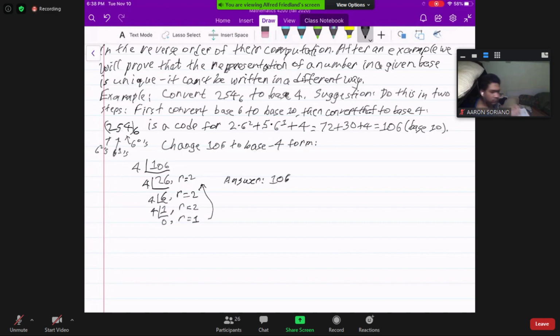Answer: 106. And again, if you don't specify the base, it's understood to be base 10. In base 4 it is 1, 2, 2, 2. And again, even though I've said in base 4, for emphasis, I'll put that in.